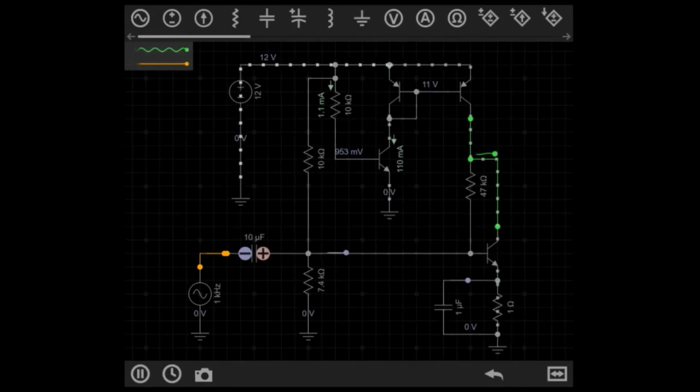So those are a few current mirror-based circuits that I thought you might find interesting.